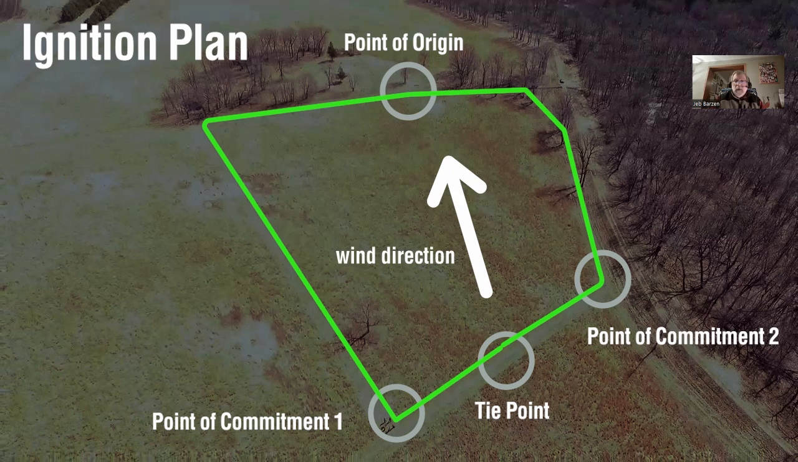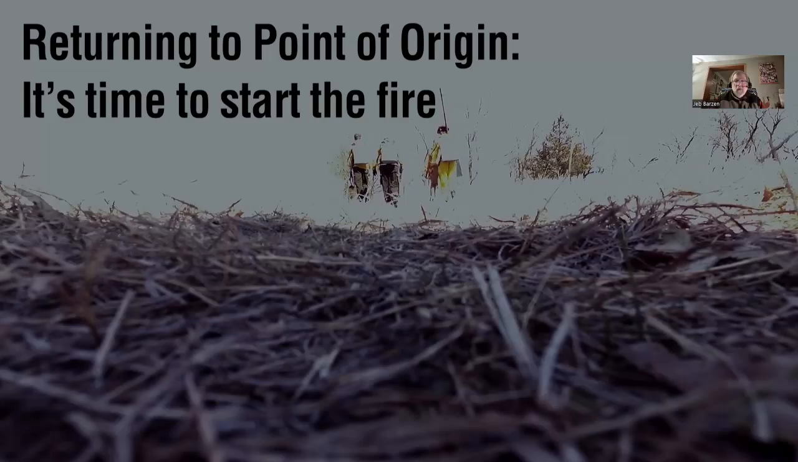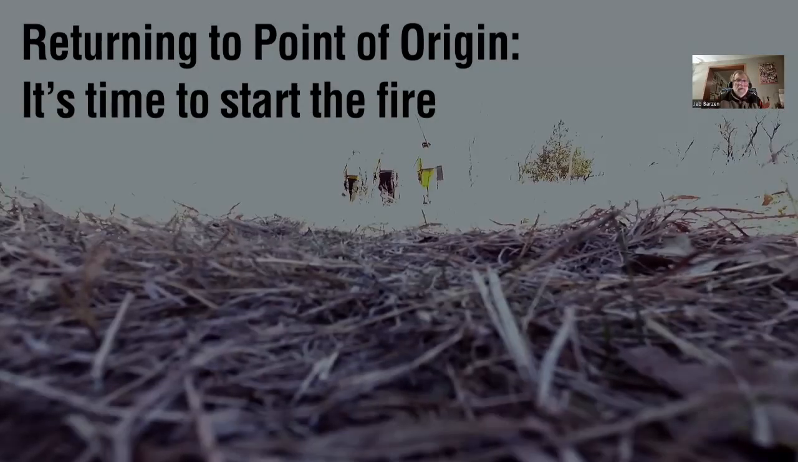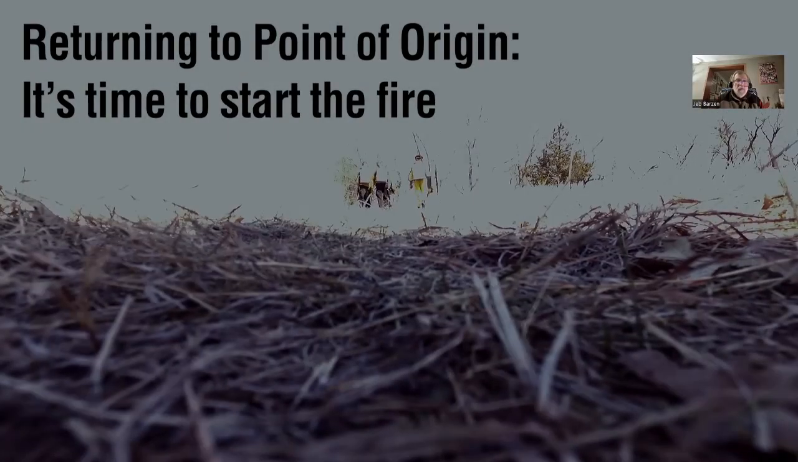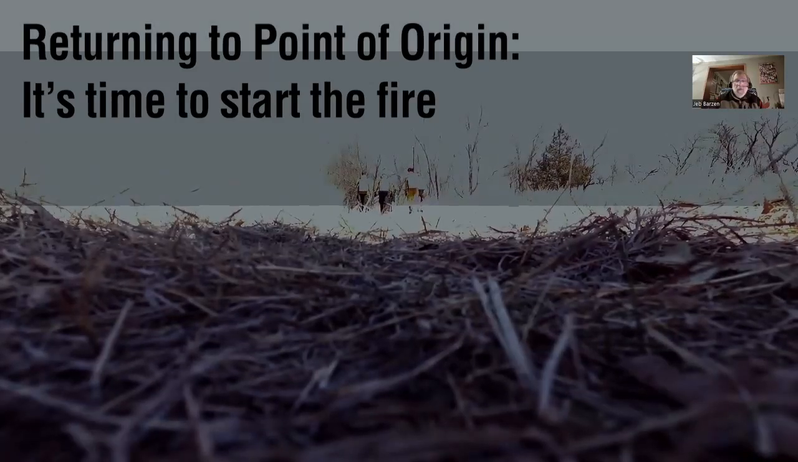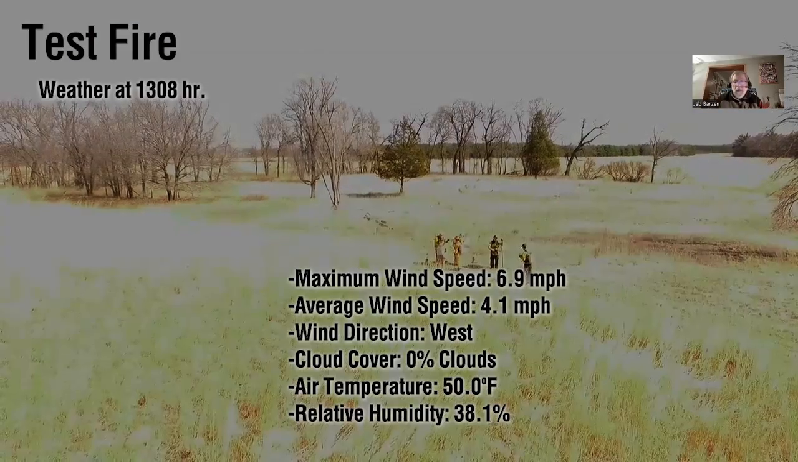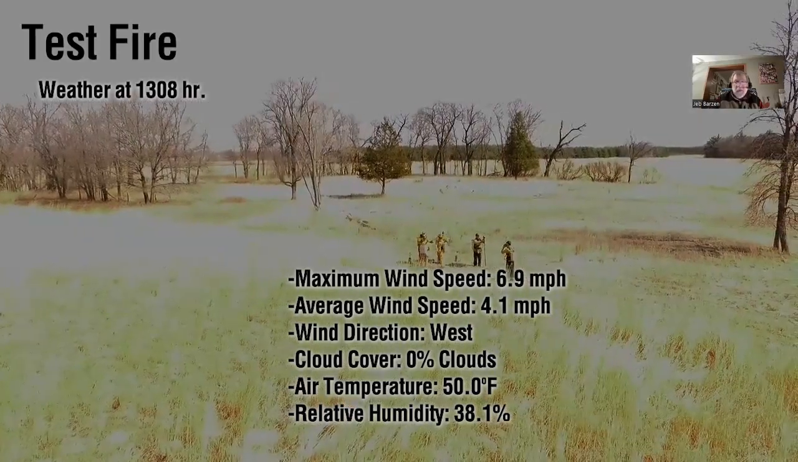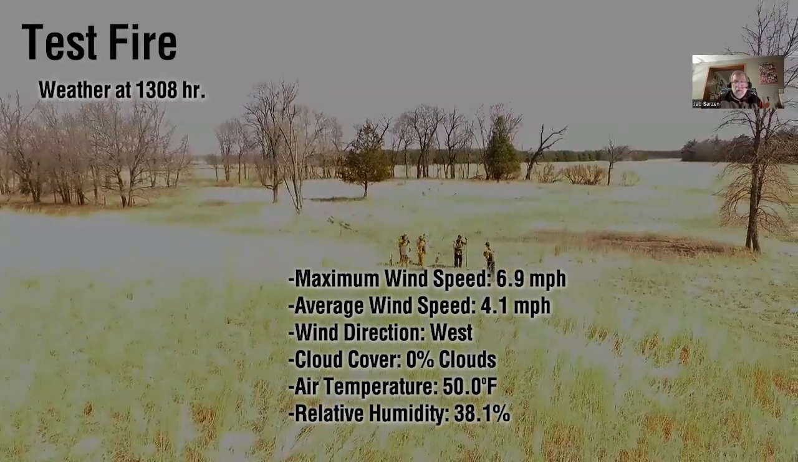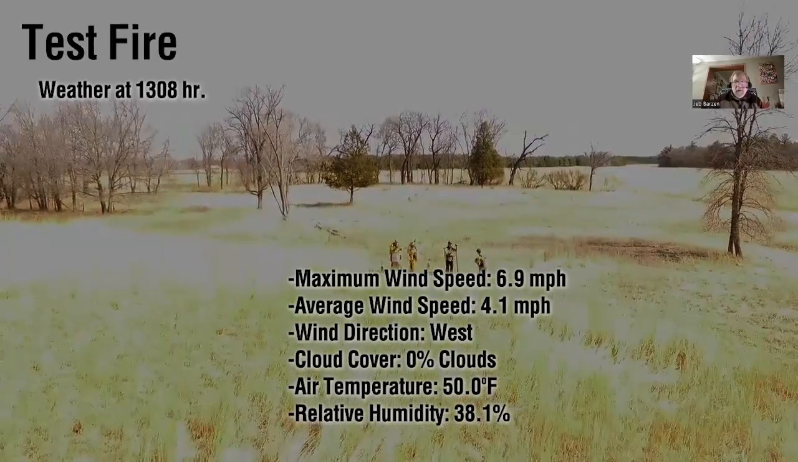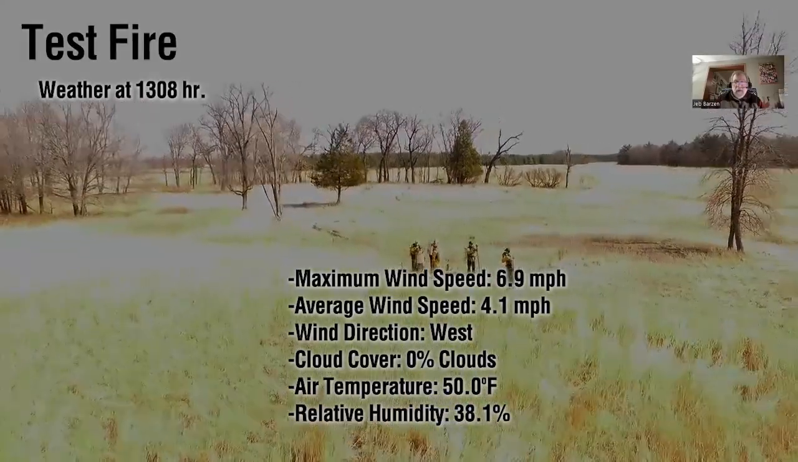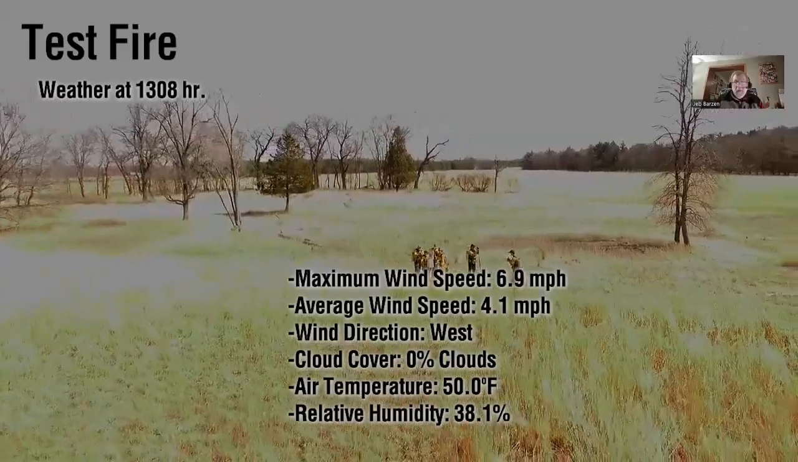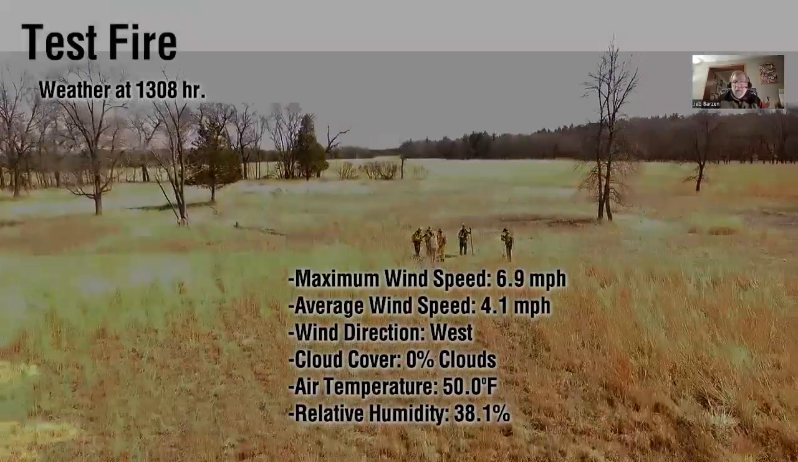Now we'll finish up. The crew is finished walking the breaks. We don't show you the other side, but they walk the entire perimeter of the break. We're returning to the point of origin, and this is the weather that we had on site. Our maximum wind speed was 6.9 miles per hour, and the average was 4. So the winds aren't very gusty. Our wind direction was west. We had no clouds, 50 degrees Fahrenheit, and relative humidity of 38%.